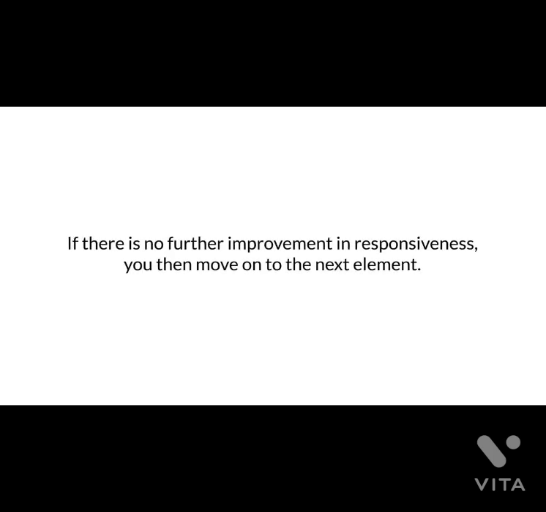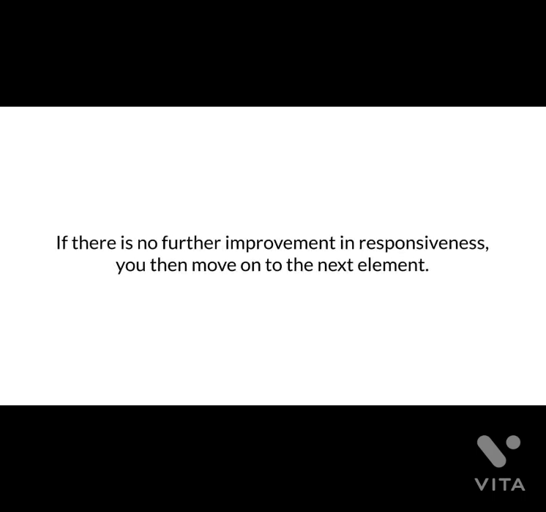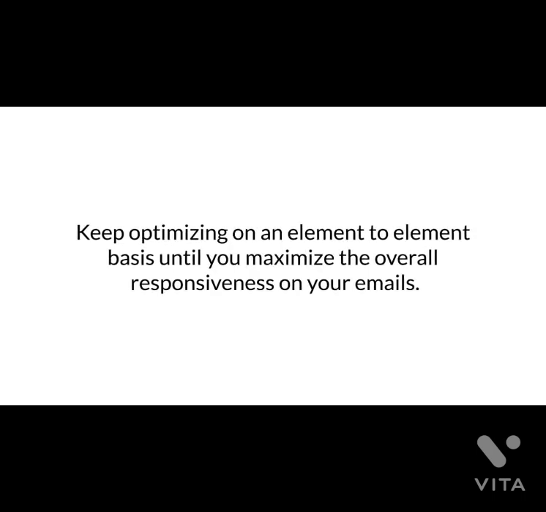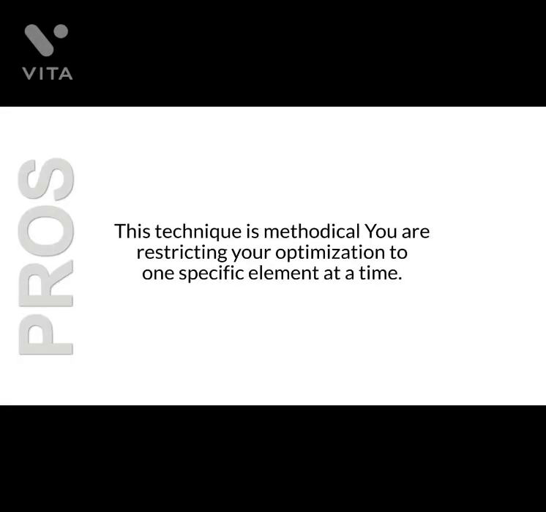If there is no further improvement in responsiveness, you then move on to the next element. In this case, you can change the type of content, and from there, move on to call to action and content length. Keep optimizing on an element-to-element basis until you maximize the overall responsiveness of your emails. Advantages. This technique is methodical because you're not just coming up with wholesale changes across the board. Instead, you're restricting your optimization to one specific element at a time. This removes all sorts of guesswork.